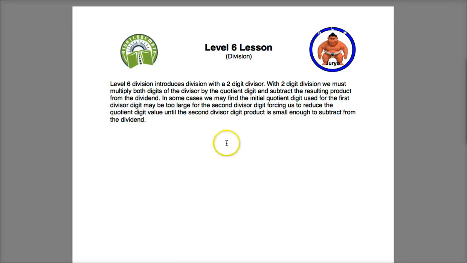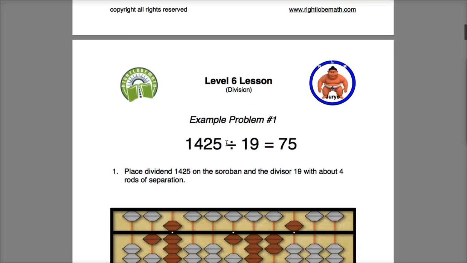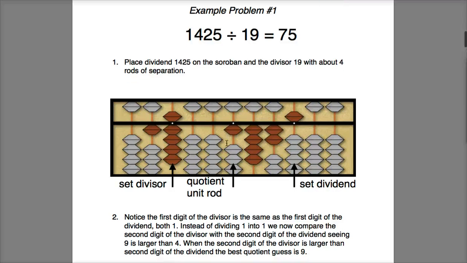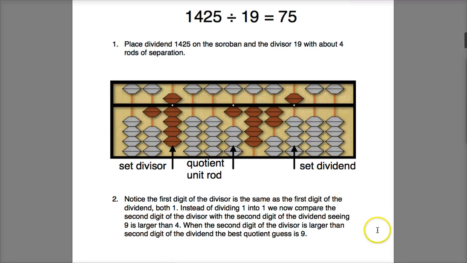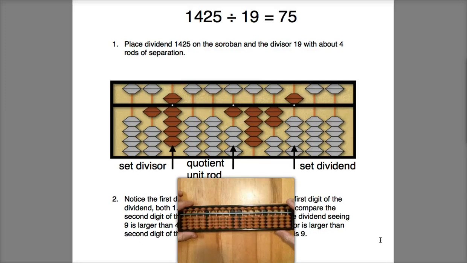So when we have a two-digit divisor, sometimes we'll encounter the situation where we need to make adjustments to our original quotient guess. So let's go ahead and see how that might be done. So I want to take a look at a first example of 1,425 divided by 19.